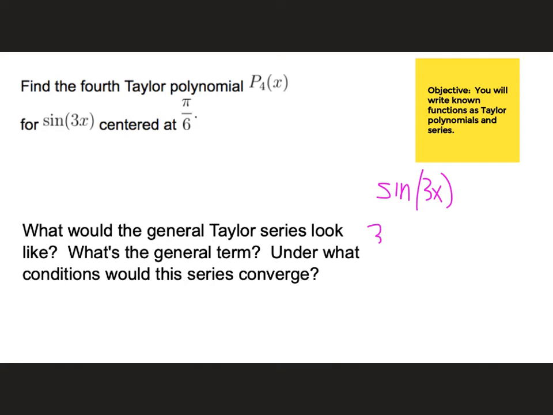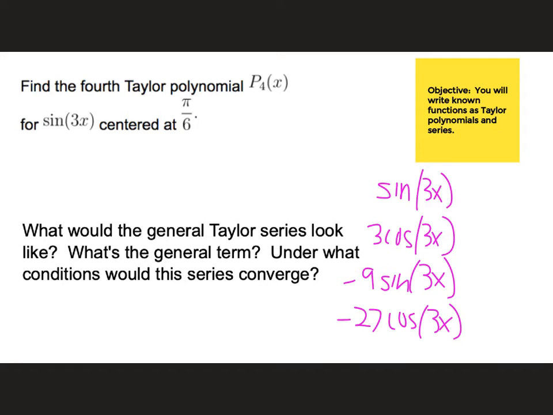The first derivative is 3 cosine 3x. The second derivative is negative 9 sine 3x. The next derivative is negative 27 cosine 3x. So that's the first, second, third derivative. I want the fourth degree, so that means I need the fourth derivative. That's going to be 81 sine 3x.